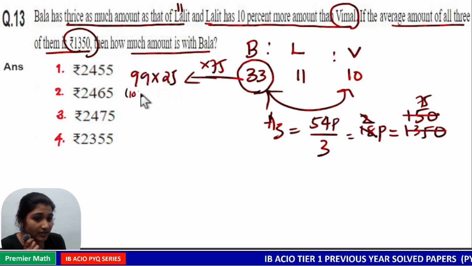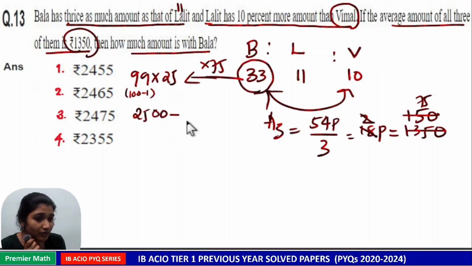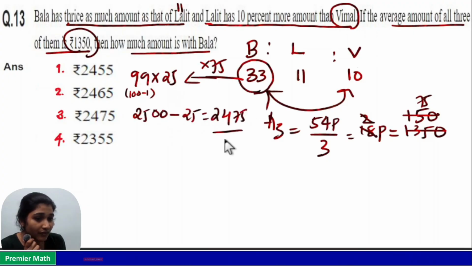99 I can write as 100 minus 1. So 25 into 100 is 2500 and 25 into 1 is 25. So the amount is equal to 2475. Option 3 is your answer.